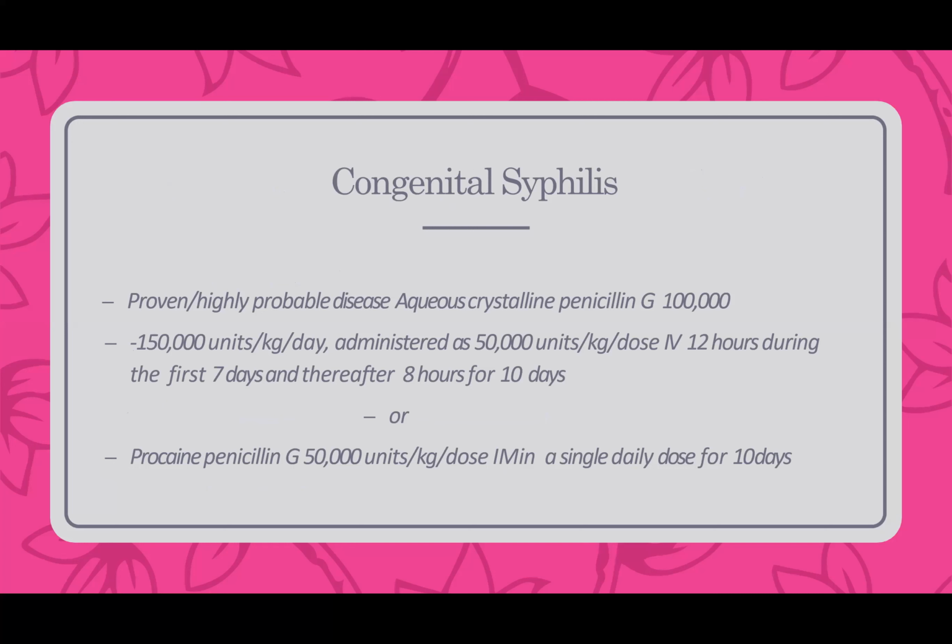Congenital syphilis, proven or highly probable disease: aqueous crystalline penicillin G 150,000 units per kg per day, administered as 50,000 units per kg dose IV every 12 hours during the first 7 days and thereafter every 8 hours for 10 days. Or procaine penicillin G 50,000 units per kg dose intramuscular in a single dose for 10 days.